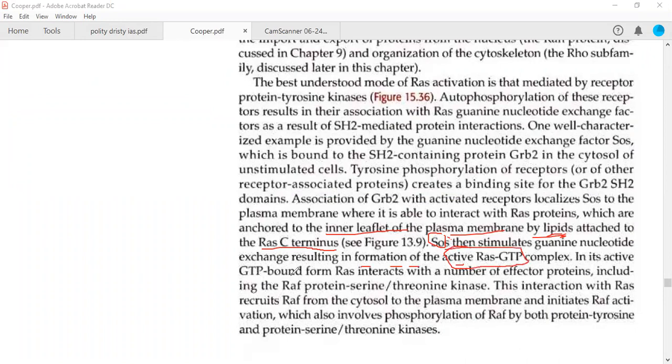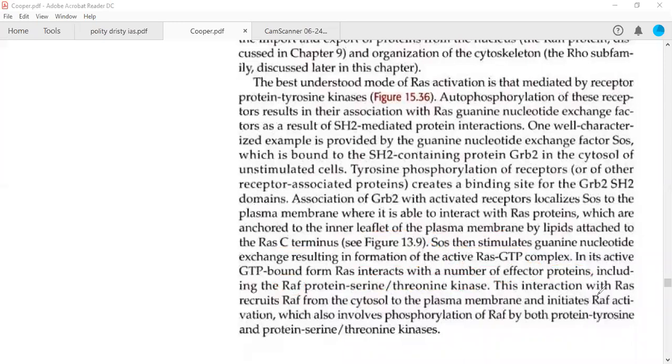In this active form, RAS interacts with a number of effector proteins. So you need to remember these effector proteins. What are the effector proteins? The proteins which are under the direct control of this particular RAS are effector proteins for RAS. For example, RAF is its effector protein, which is a serine threonine kinase.